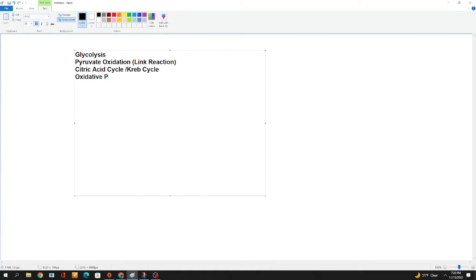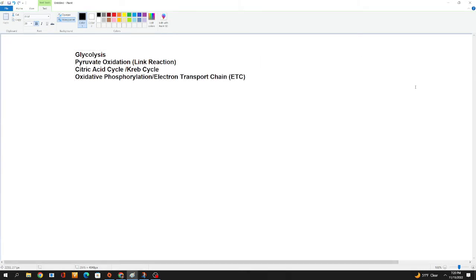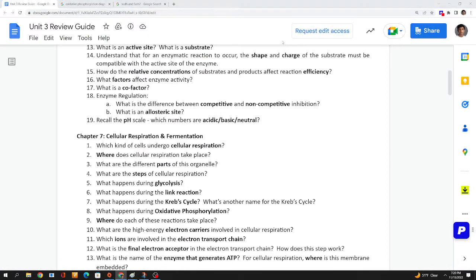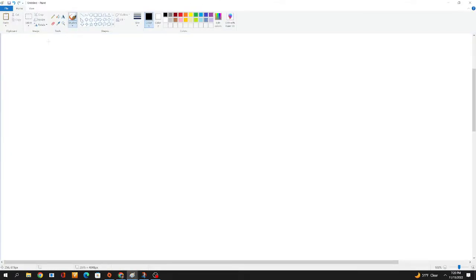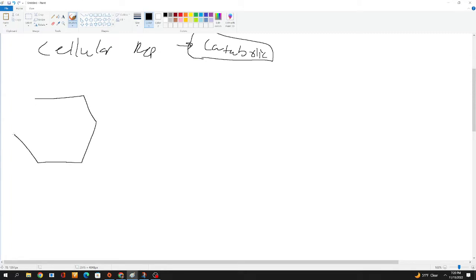And lastly, oxidative phosphorylation, which goes hand in hand with the electron transport chain, which I will refer to as ETC from now on. So, what happens during glycolysis? Recognize the first thing, that cellular respiration is a catabolic process. And what that means, if you watched my first video, is that it is an exothermic process in which you break things down. Now, what's being broken down in this case? Sugar, mainly.